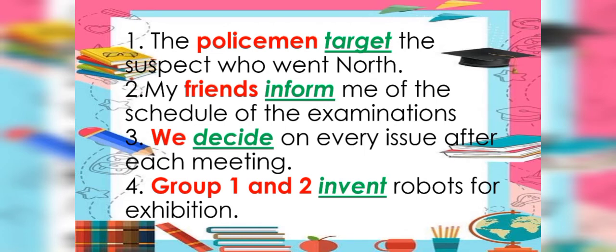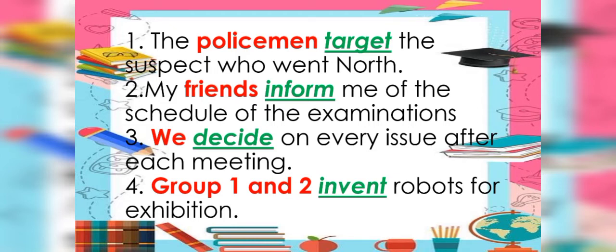Let us now study the following examples. We have here the example sentences. Number 1. The policemen target the suspect who went north. Number 2. My friends inform me of the schedule of the examinations. Number 3. We decide on every issue after each meeting. Number 4. Group 1 and Group 2 invent robots for exhibition.